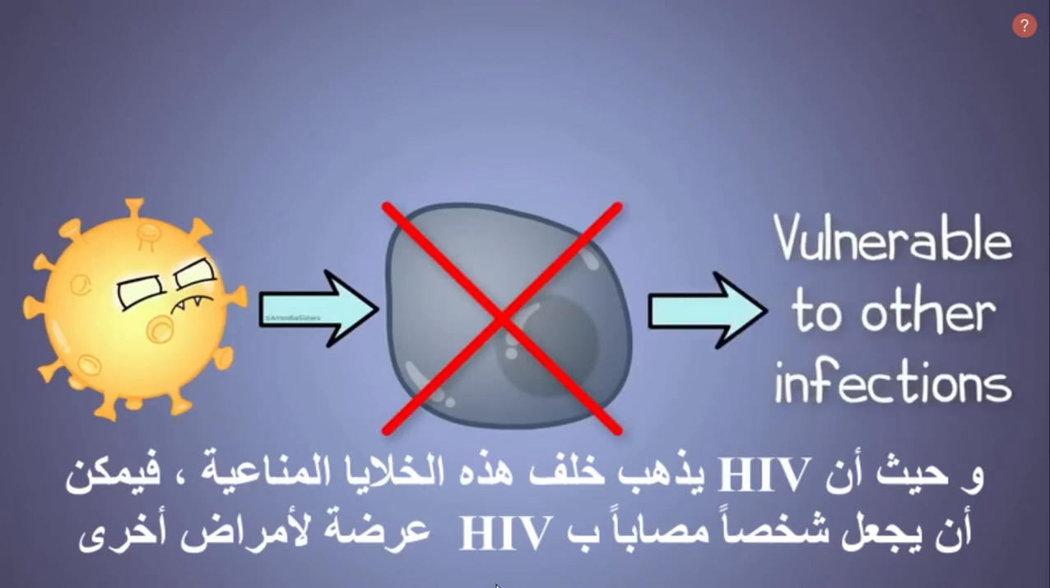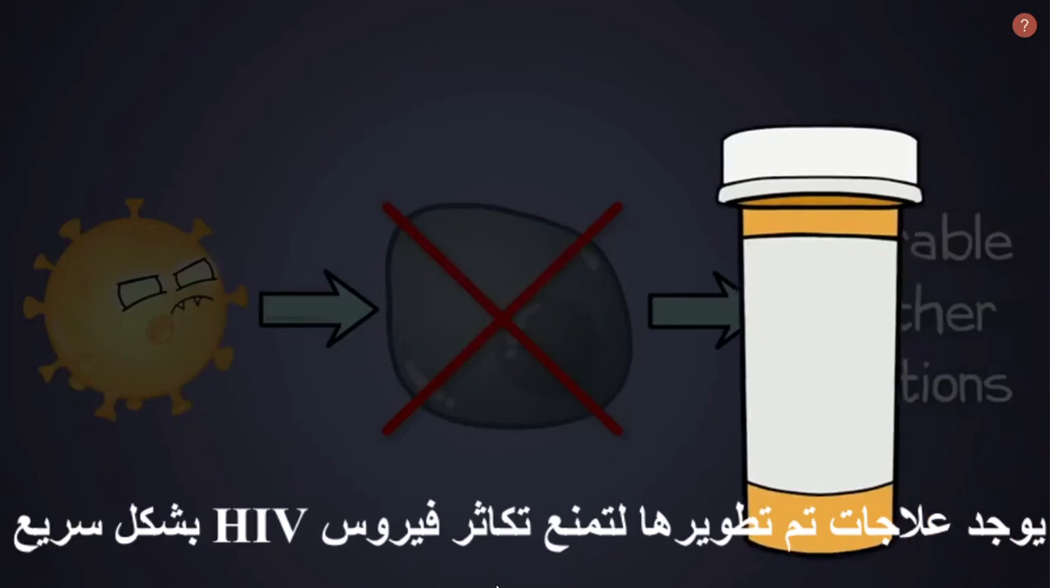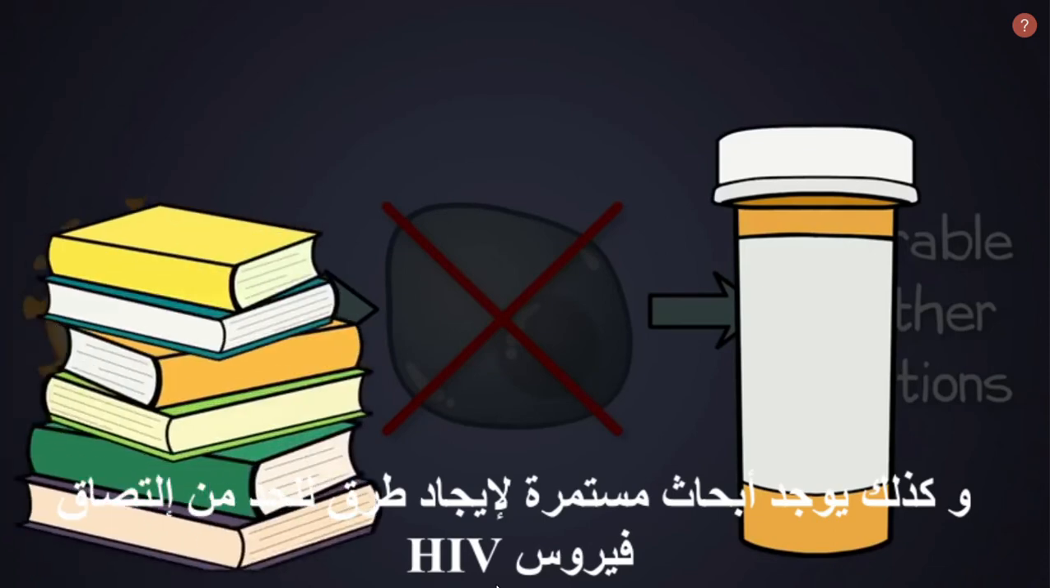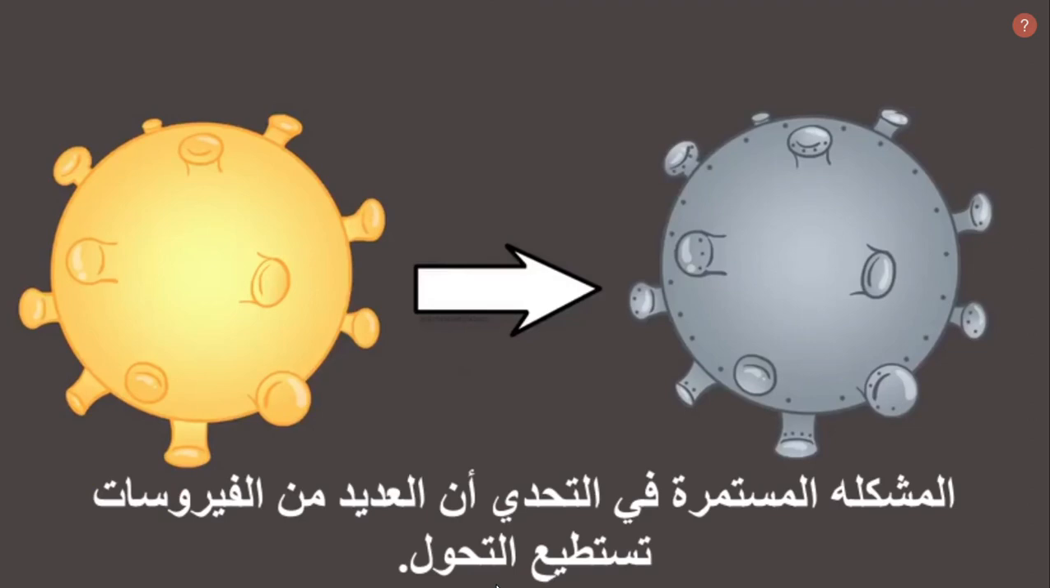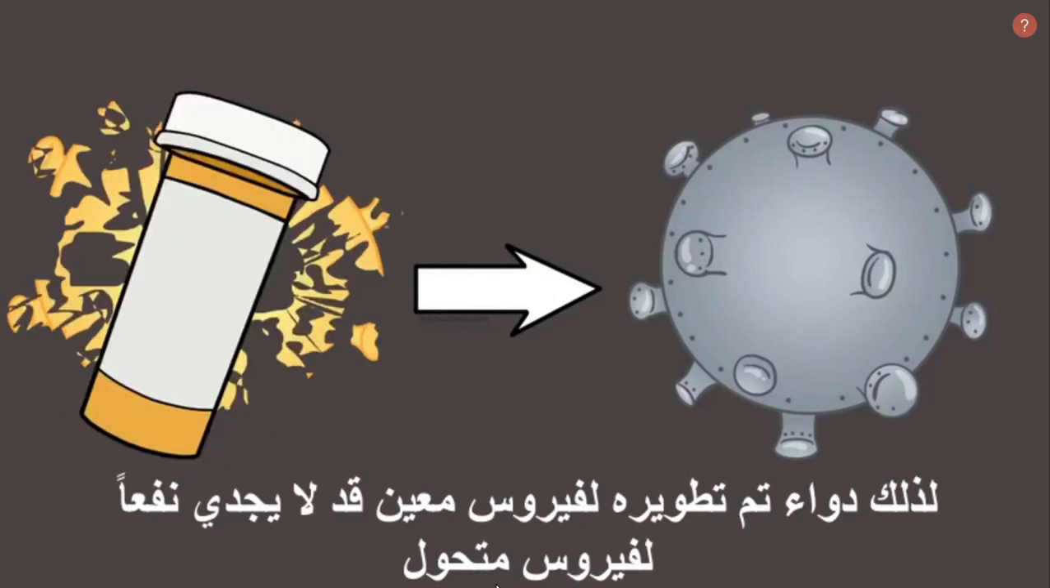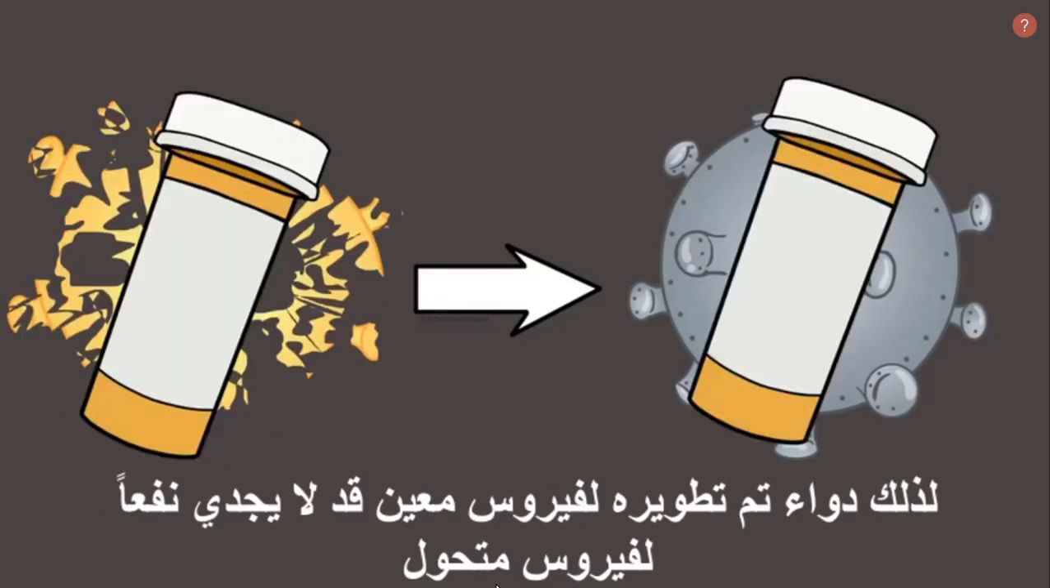There are medications that have been developed to help keep HIV from replicating as quickly, and there continues to be research into looking into ways to keep the virus from attaching, because if the virus can't attach, it can't insert its genetic material. A problem that continues to be a challenge is that many viruses, including HIV, can mutate, so a treatment developed against a certain virus type may not work on a mutated form.